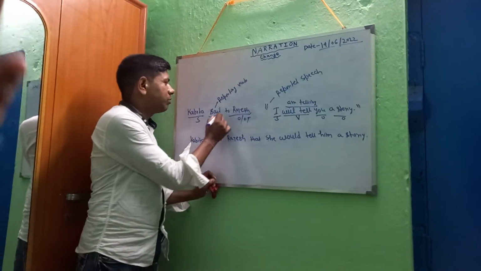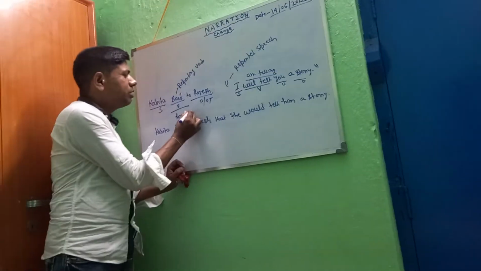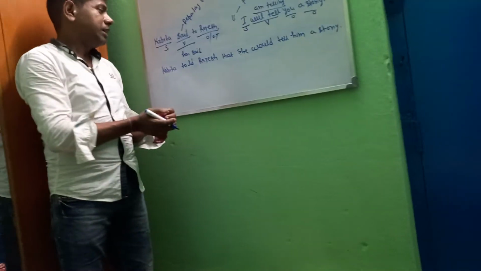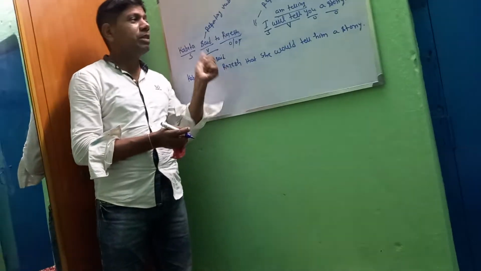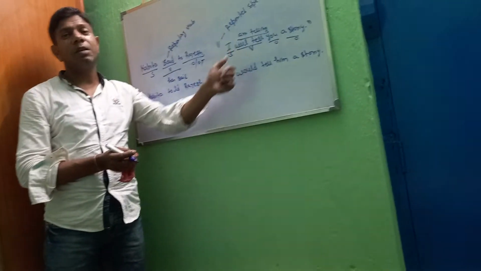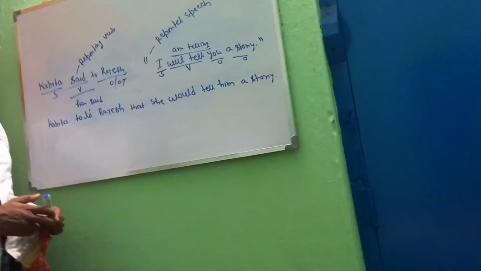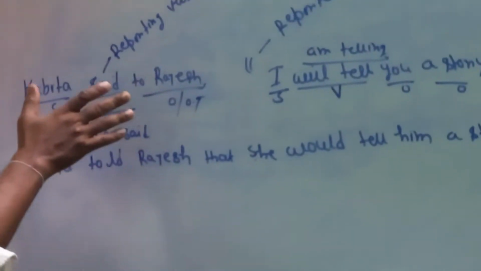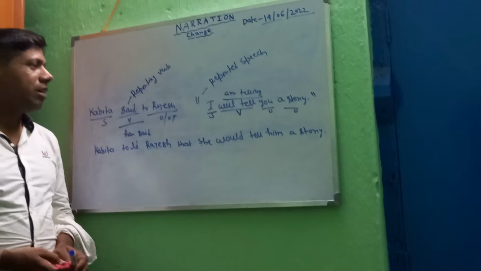But suppose the reporting verb is "has said". What does "has said" mean? It means the reporting verb is in the present perfect tense. So for any corresponding form of the present tense, the reported speech's verb will remain the same. It will not get changed into another tense. Present continuous tense stays present continuous tense. So: Kavita has told Rajesh that she is telling him a story.